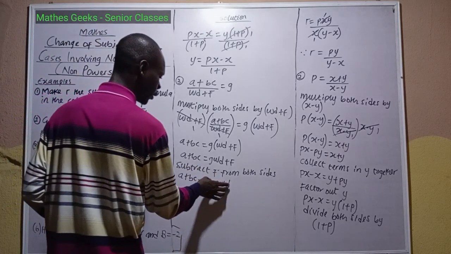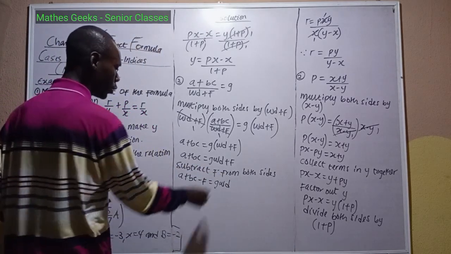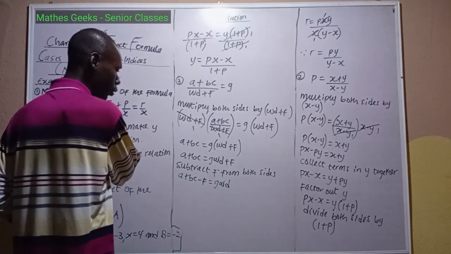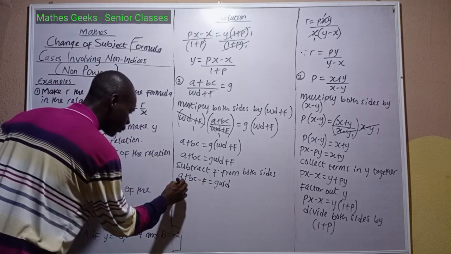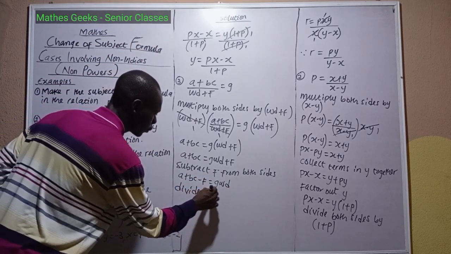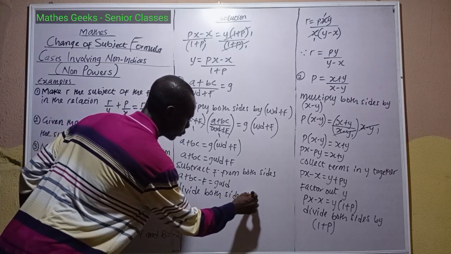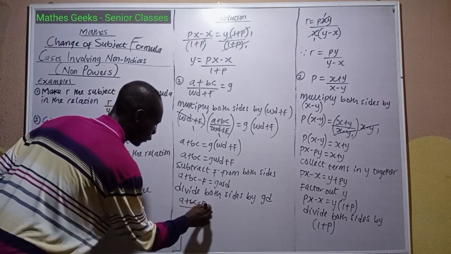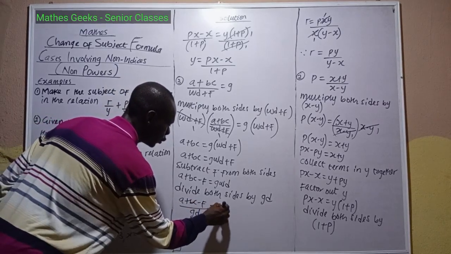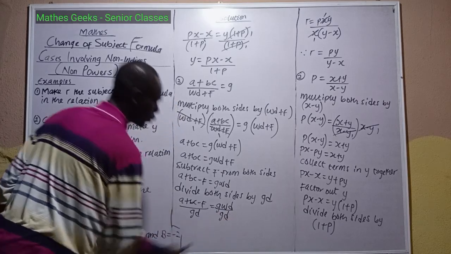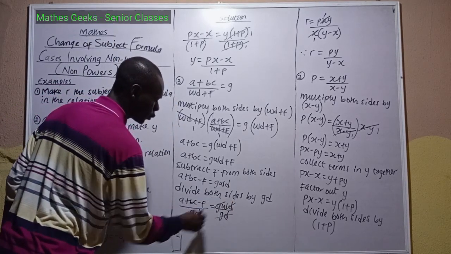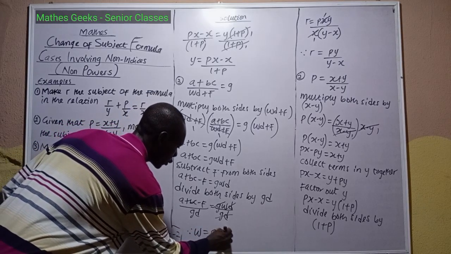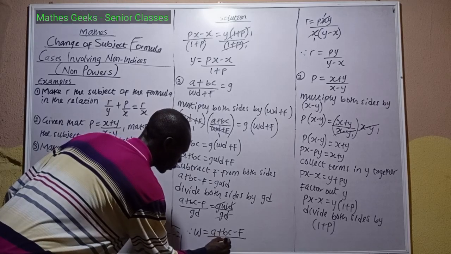Now g and d are connected to w by multiplication. So to eliminate them so that w stands alone on the right-hand side of the equation, we need to divide both sides by gd. So a plus bc minus gf over gd equals gwd over gd, you cancel gd. Therefore w is equal to (a plus bc minus gf) over gd.